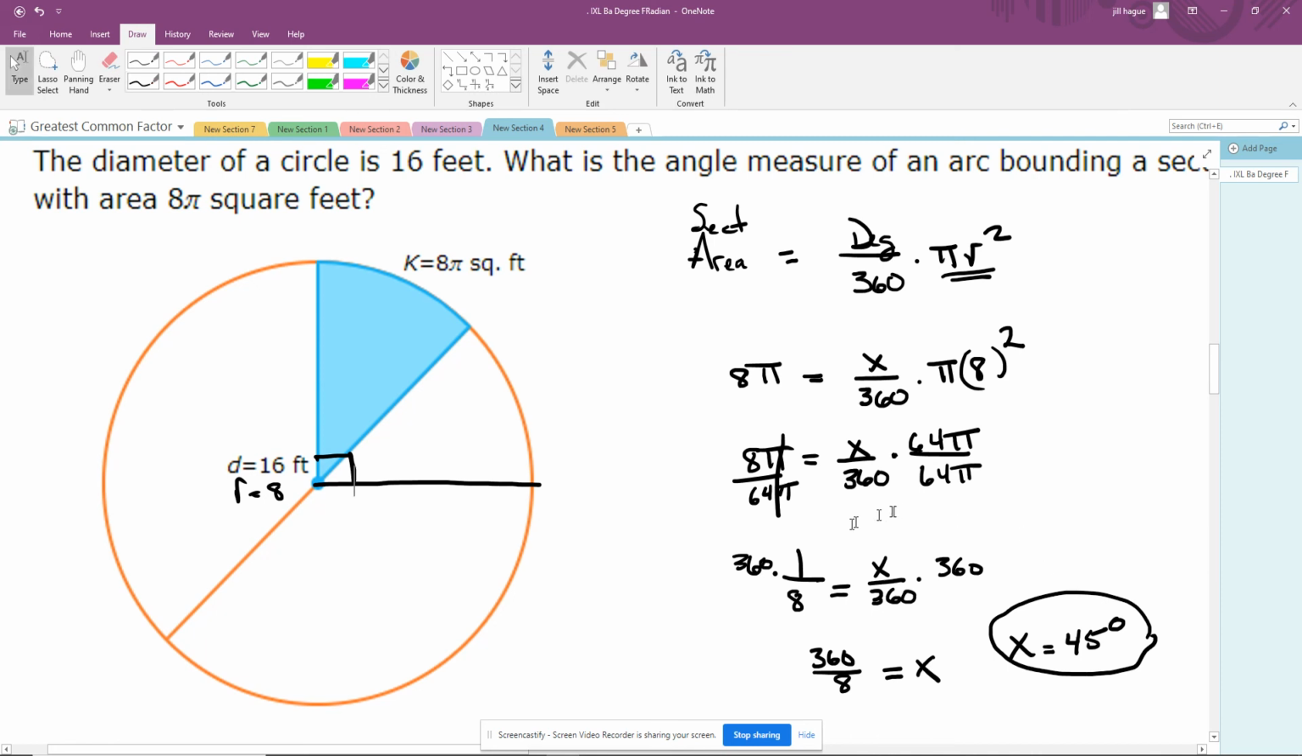Okay, hope that makes sense. That's one of the challenge problems, or pretty close to it. That's about as hard as those problems get on that IXL unit. Let me know if you have any questions.